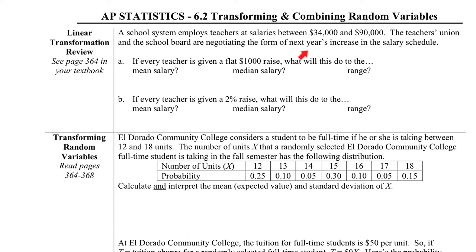So in a wonderful world, we've got this school system. The salaries are between $34,000 and $90,000 for teachers. There's a new negotiation going on to increase salaries. The first possibility is that each teacher just gets $1,000. So just a review, what is that going to do to the mean and the median?